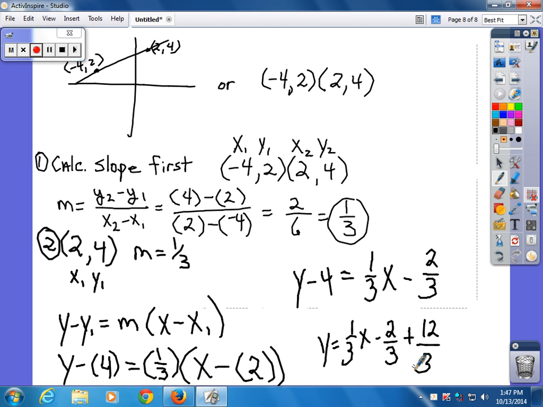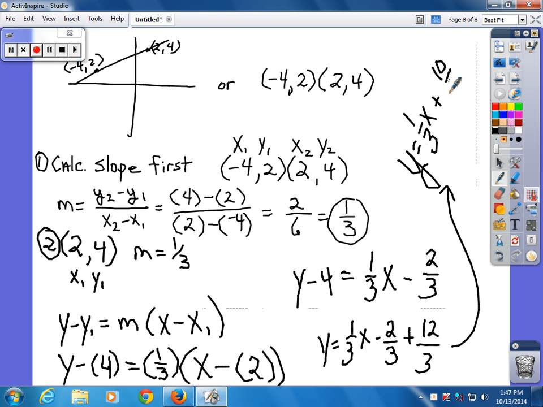So, my final answer, the equation for this line is y is equal to 1/3 x minus 2 plus 12, which is 10/3. And that is the equation for this line. y is equal to 1/3 x plus 10/3, and you can put decimals in there if you want to. y is equal to 0.33x plus 3.33.